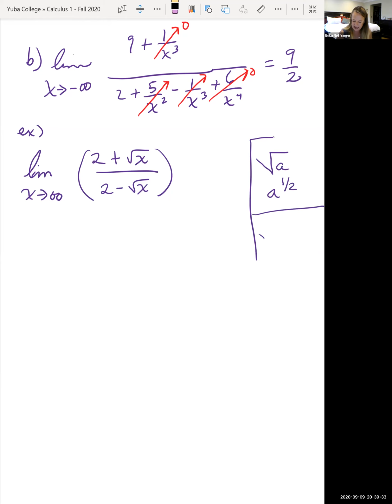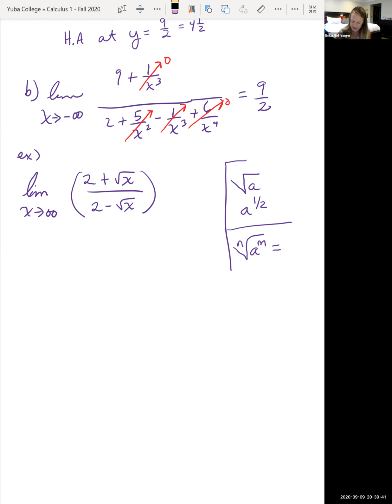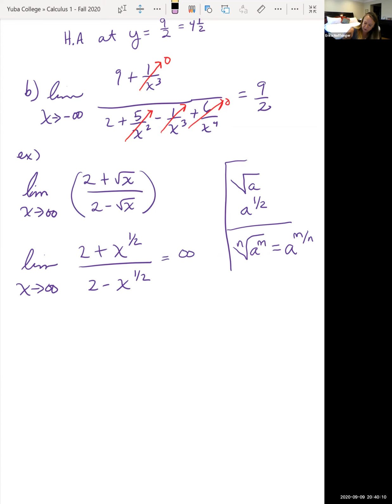If you had the nth root of a raised to some power m, we can rewrite that with a rational exponent, and that is a raised to the m divided by n power. And so I can rewrite this limit here as x goes to infinity of 2 plus x raised to the 1/2 power all over 2 minus x raised to the 1/2 power. So right now when I plug in infinity, this is going to give me infinity over infinity, which is the indeterminate form.